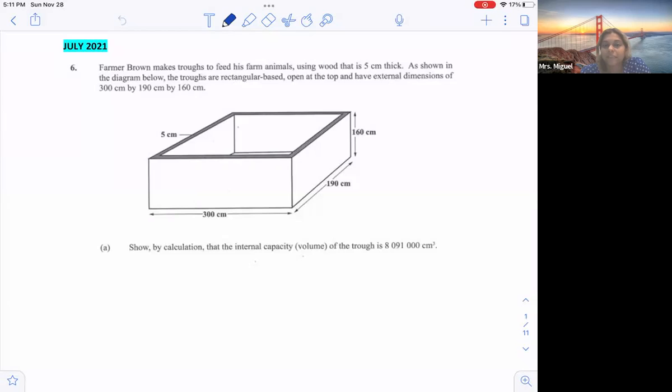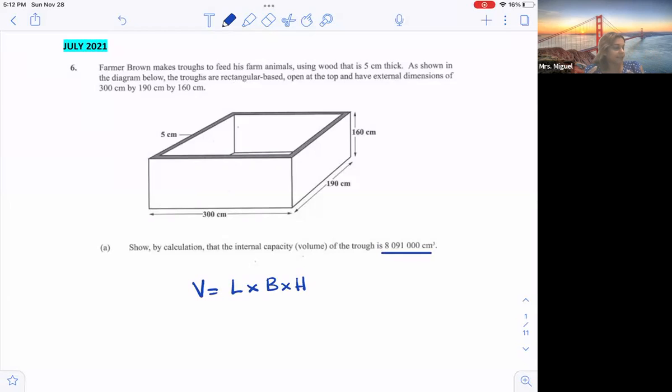Farmer Brown makes troughs to feed his animals using wood that is 5 centimeters thick. As shown in the diagram below, the troughs are rectangular based, open at the top, and have an external dimension. So the external dimension of this box is 300 by 190 by 160. They gave you the answer and they ask you to find the volume. So it is a cuboid, so the volume is length by breadth by height. So we need to find the internal length, the internal height, and the internal width. Now the trough is measuring 5 cm thick.